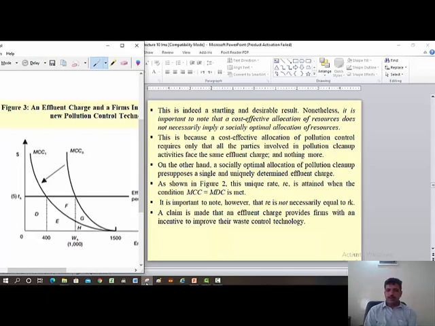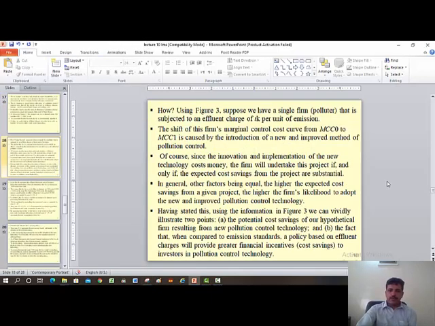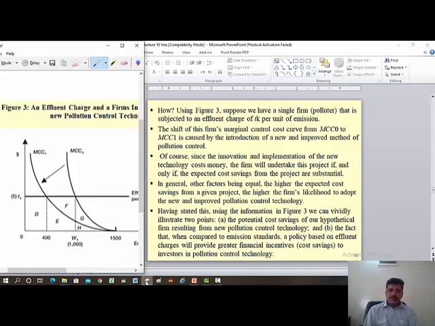A claim is made that an effluent charge provides firms with an incentive to improve their waste control technology. But how? Let's look at figure number 3. Suppose we have a single firm, a polluter, that is subjected to an effluent charge of TK. This is the TK, which is $5 per unit. We see here the $5 per unit.